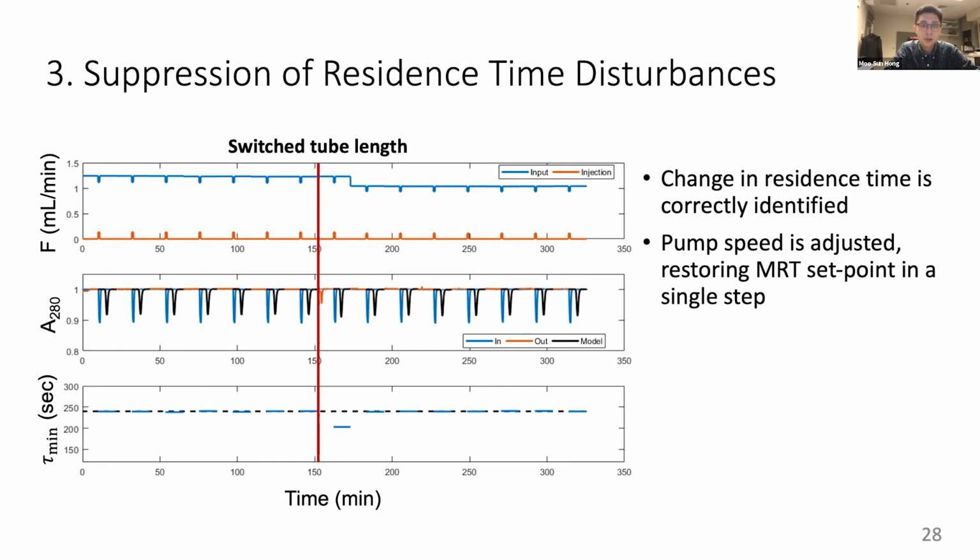And we can also see from the bottom plot that the minimum residence time measurement correctly identified the sudden change in the system residence time. And the controller adjusted the pump speed accordingly and restored the original residence time set point again in a single step.